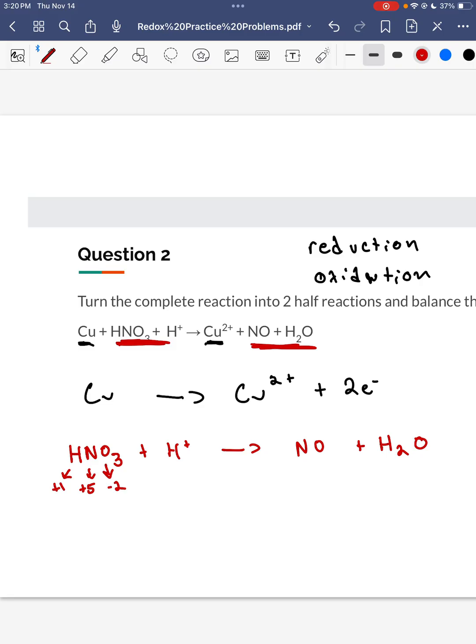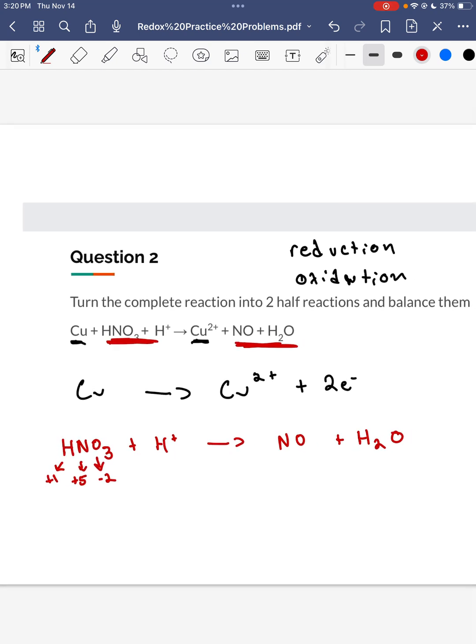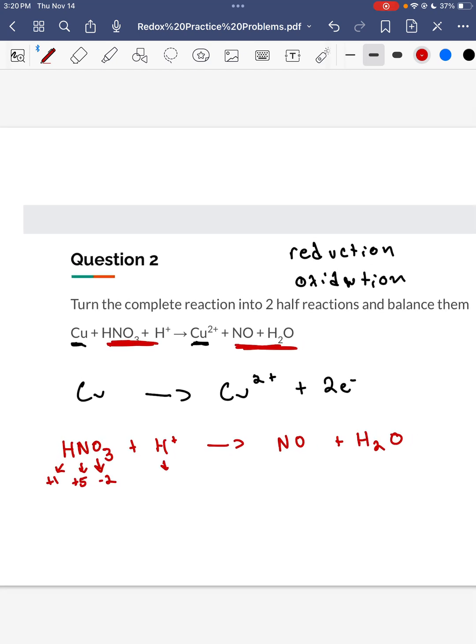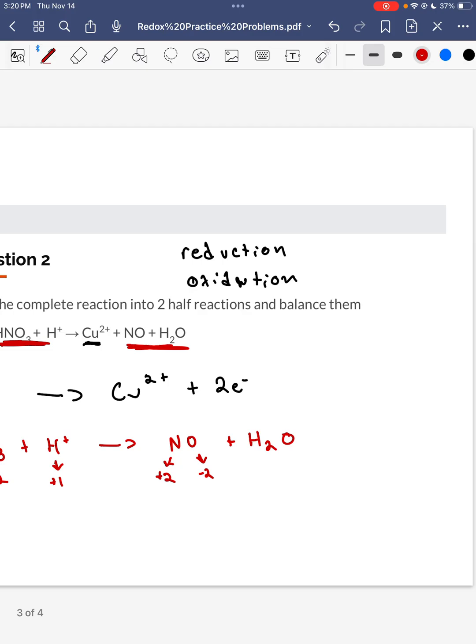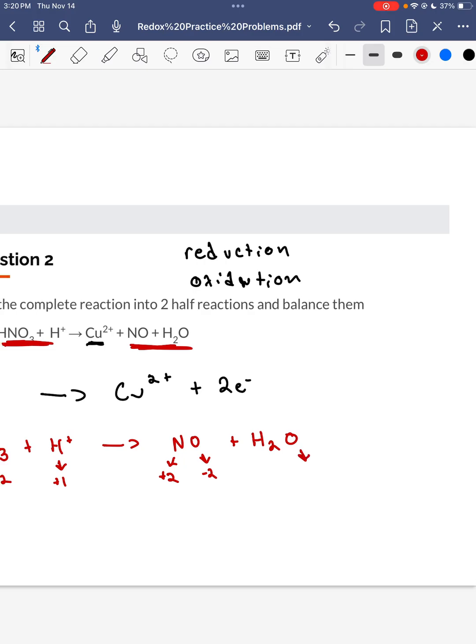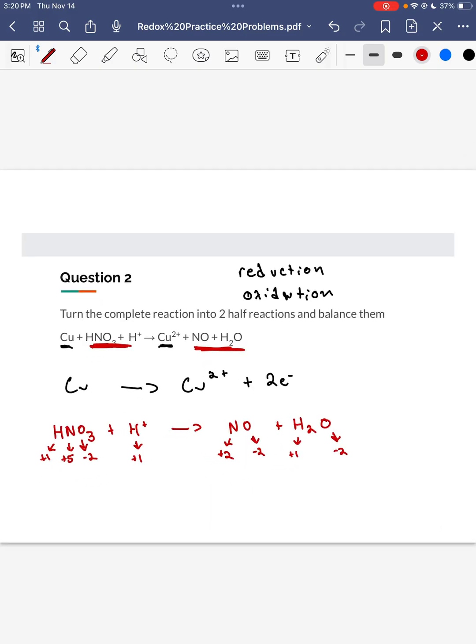There's 3 of them. Hydrogen is +1. It's neutral overall, so nitrogen must be +5. Hydrogen must be +1 because it's a H+. Oxygen -2, therefore nitrogen +2. And similar thing over here, -2, and each of those is going to be +1. So that tells me a little bit more specifically about what has been reduced.